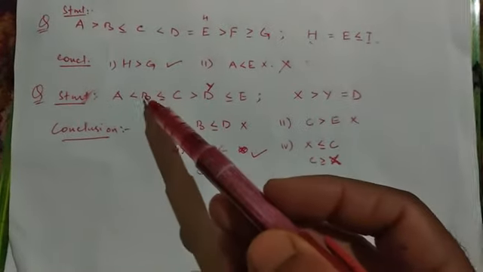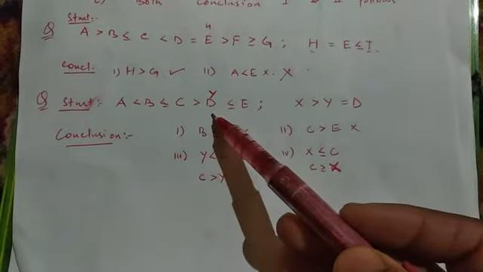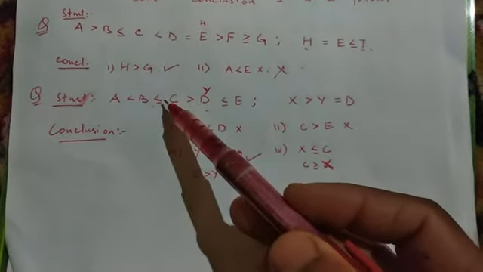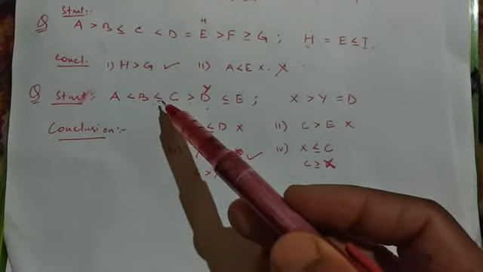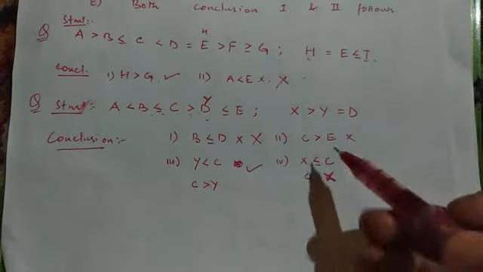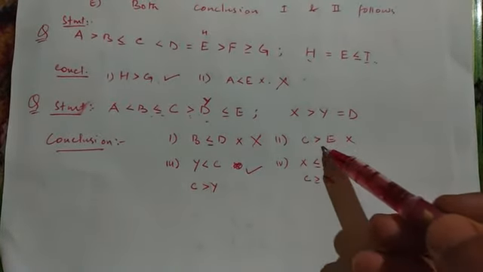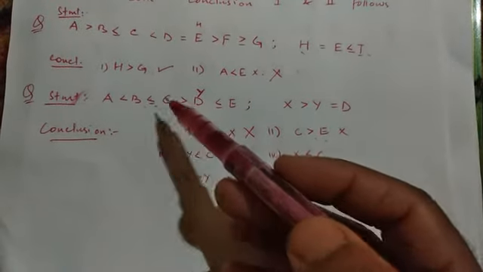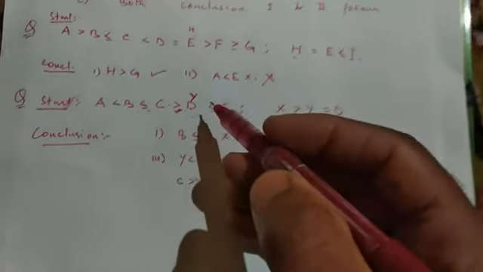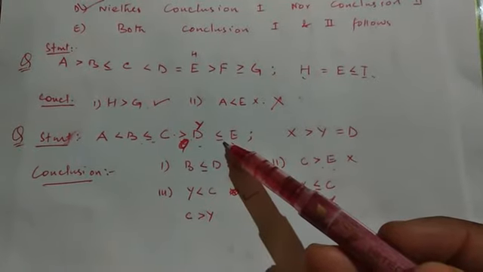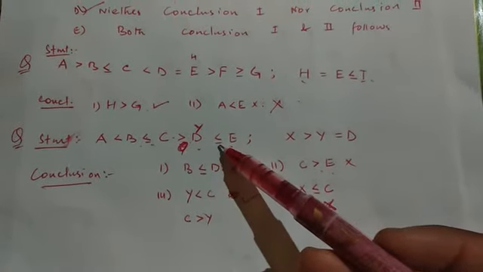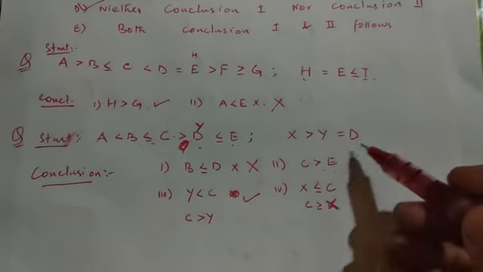We will check that B is here and D is here. So in between B and D we have two symbols, but from both the families, that is less than or equal to and greater than. So we'll cross our first conclusion. Now our second conclusion is C is greater than E. C is here and E is here. We have one symbol from one family and the next symbol from the next family, so we will cross it.